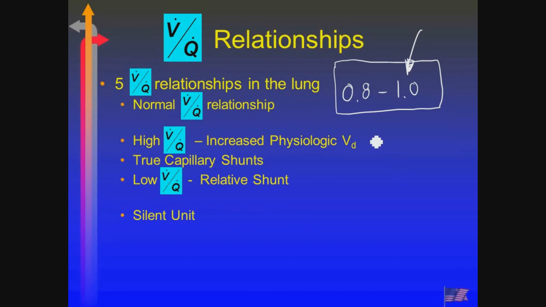When it's greater than 1.0, I'm going to call this physiological dead space. With shunts, you end up having a reduction, so it's less than 0.8. And a silent unit would be an example where you have no blood flow and no alveolar ventilation. I guess death would be an example of that. But in theory, at any given moment, you might have one of those 5 present in some alveolus somewhere within your lungs.